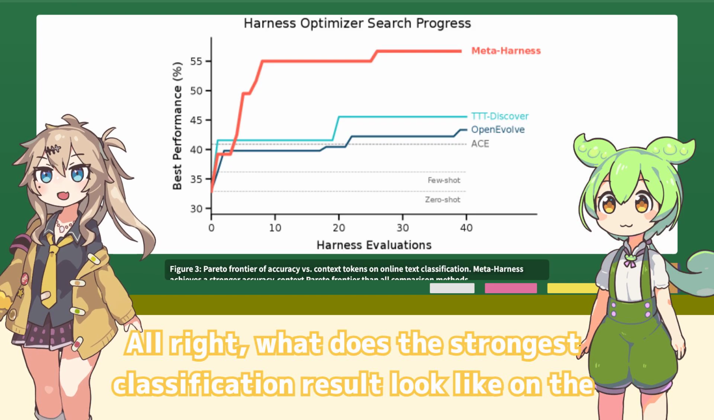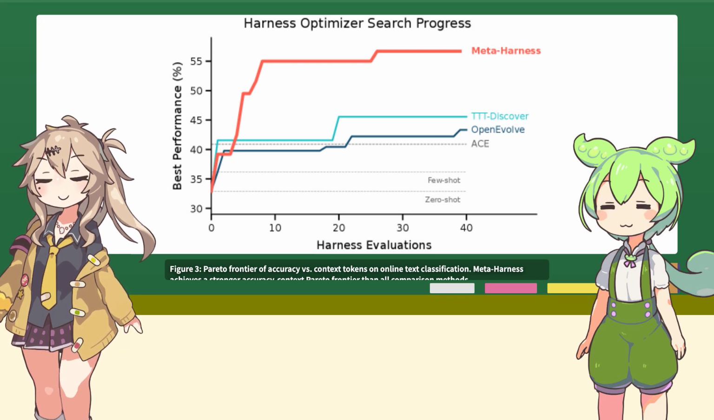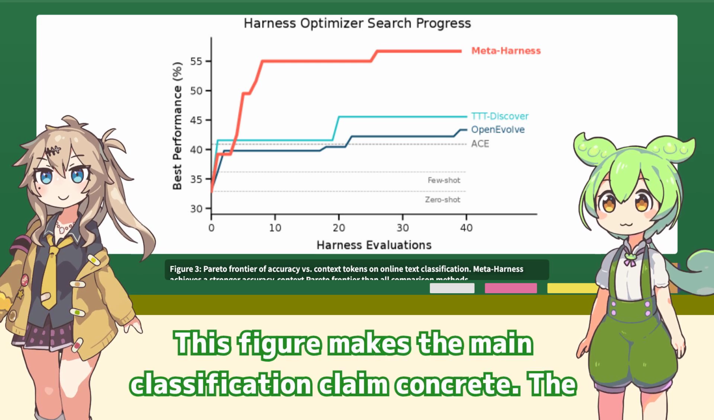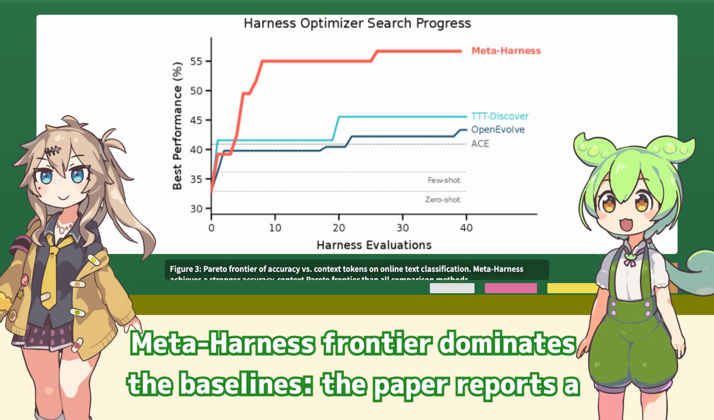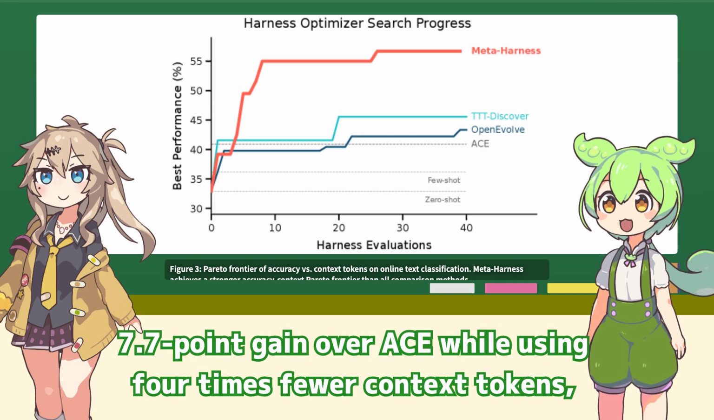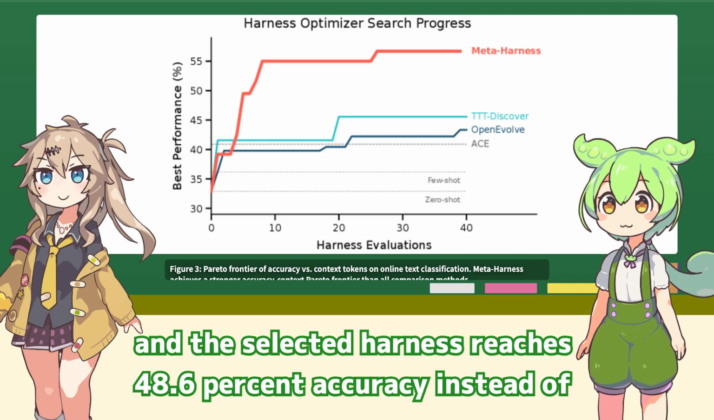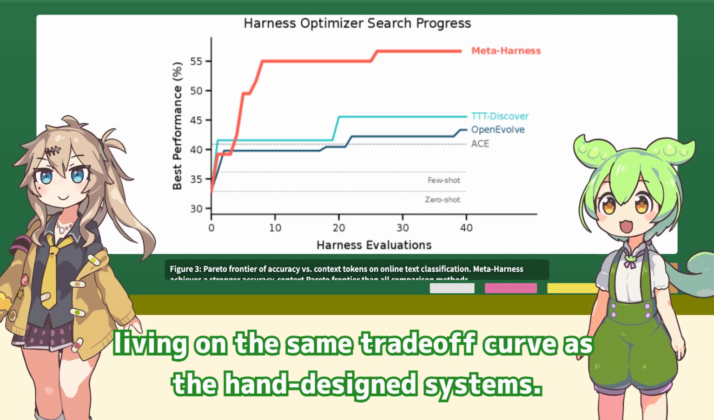Alright, what does the strongest classification result look like on the chart? This figure makes the main classification claim concrete. The Meta-Harness frontier dominates the baselines. The paper reports a 7.7-point gain over ACE while using 4 times fewer context tokens. And the selected harness reaches 48.6% accuracy instead of living on the same trade-off curve as the hand-designed systems.